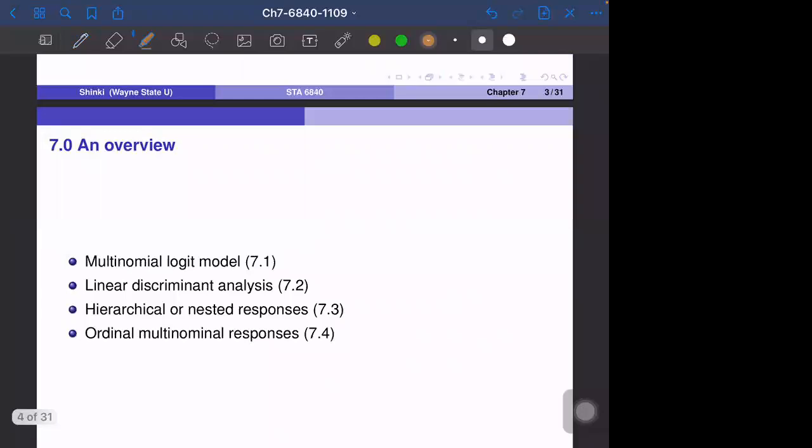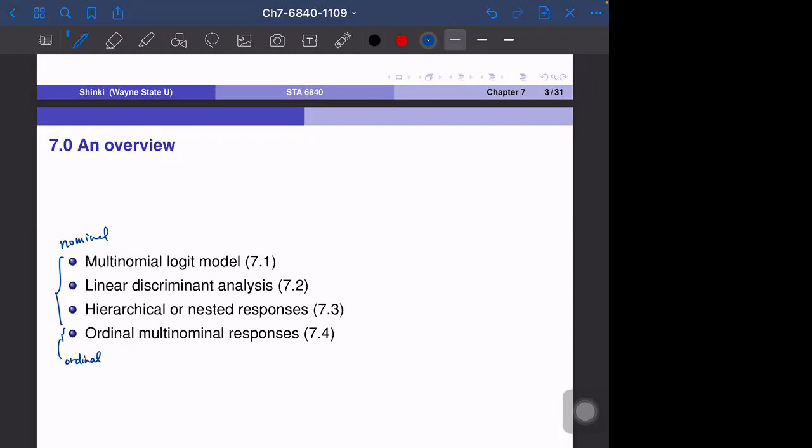And this is just an overview of chapter 7. We have 4 sections. The first 3 sections are categorical, just nominal, and the last section is ordinal. So for ordered data, ordinal data has more structure, so it's slightly more complicated.